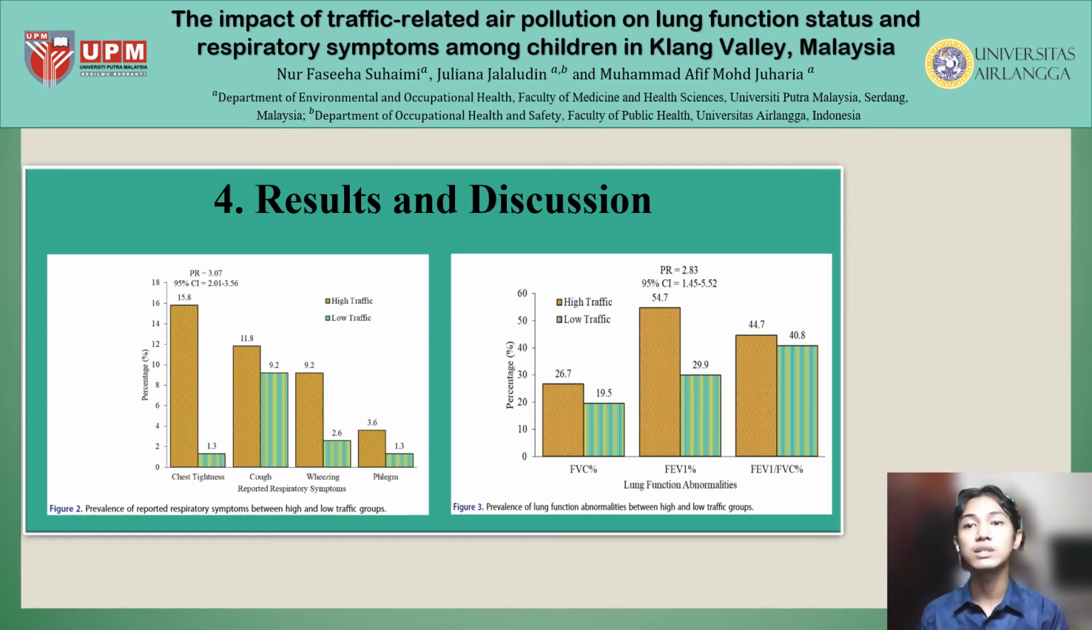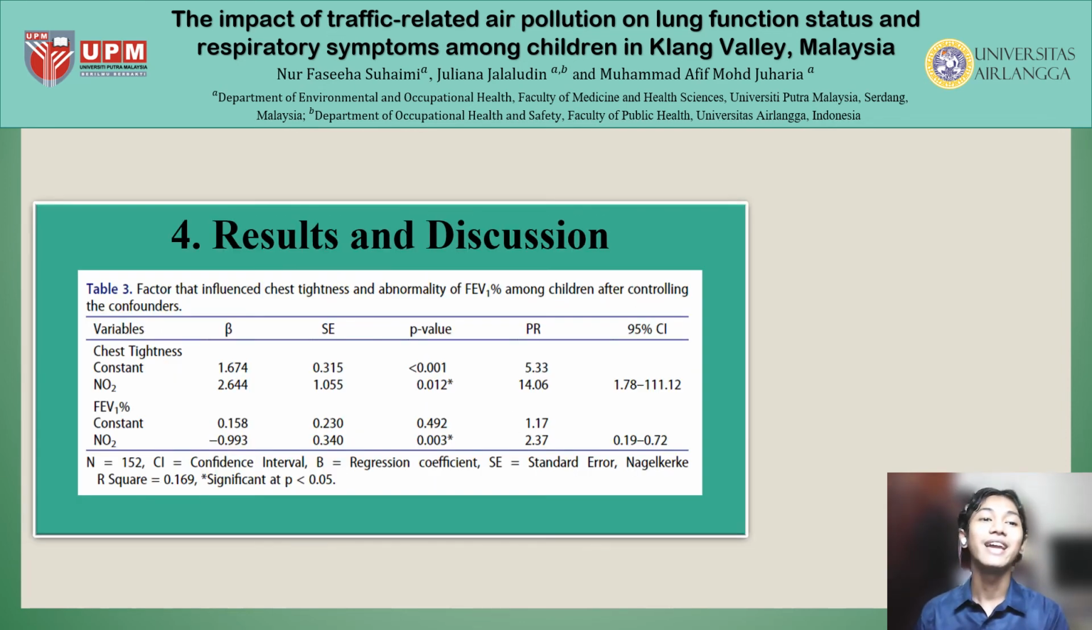Figure 3 shows the comparison of the lung function abnormalities between high and low traffic groups. A chi-square test was carried out to compare the lung function abnormalities. Only FEV1% showed a significant difference at p = 0.002 between high and low traffic groups. There were 41 children from the high traffic group and 23 children from the low traffic group who had an abnormality of FEV1%.